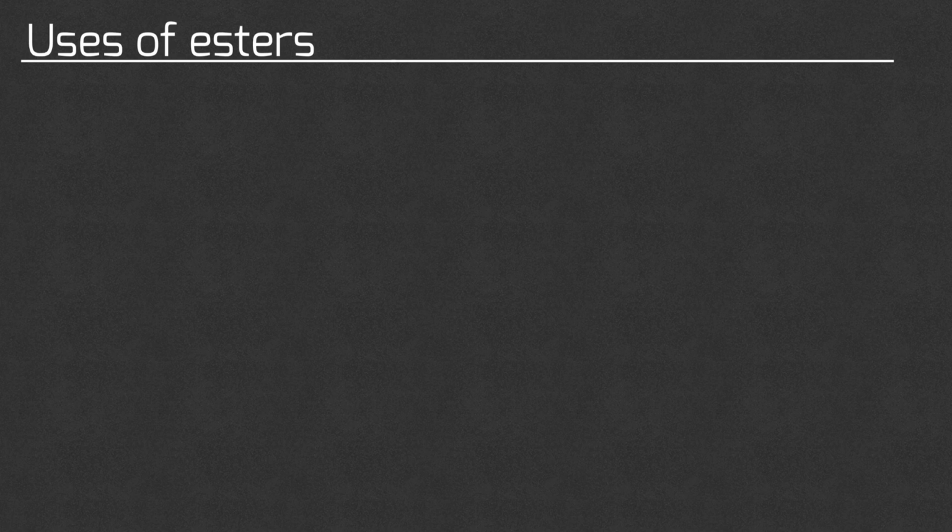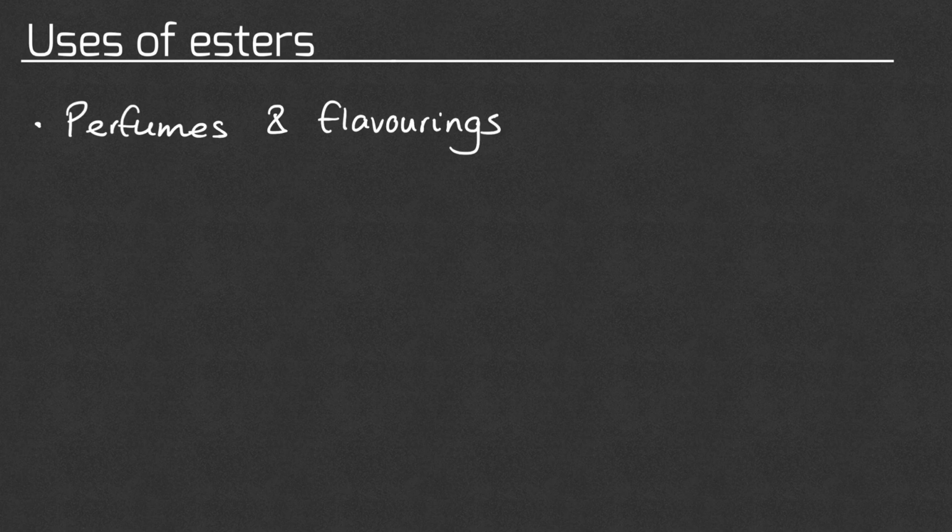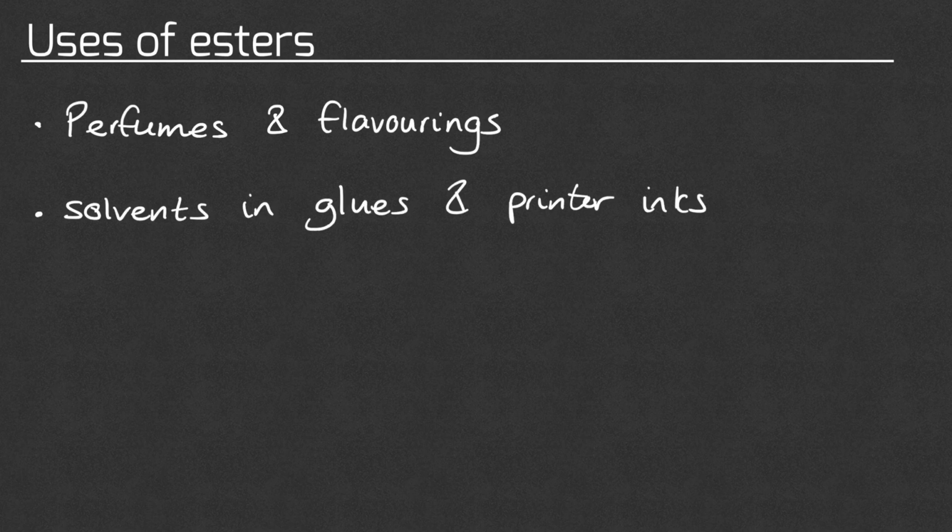Esters have a variety of different uses depending on their chain lengths. They are used in perfumes and as flavourings in various foods, mainly sweets and drink products. They are polar liquids, so lots of organic compounds will dissolve in them. They also have low boiling points, so they evaporate quite easily. This makes them good solvents in glues and printer inks. They are also used as plasticizers. They're added to plastics during the polymerization process to make them more flexible. Over time, these plasticizer molecules will escape and the plastic will become more brittle and stiff.